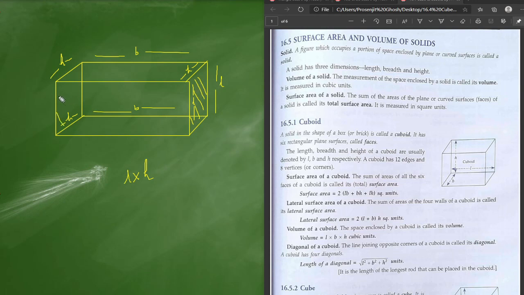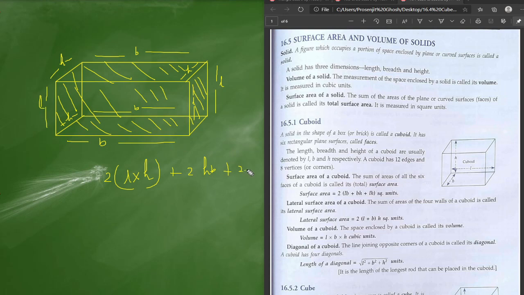Similarly, this area should also be equal to that, so we are joining them, so it is 2L into H. Similarly, for the top one, it will be H into B. Another bottom one is there, so same area, then 2H into B. Finally, the front and the back, this is L and this is B, so 2L into B. Finally, if you take the 2 as common, you will get 2(LB plus HB plus LH). So that is the formula for surface area.